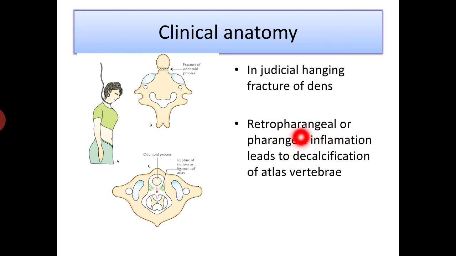Same here, the retropharyngeal or pharyngeal inflammation, because this is the atlas vertebra, and anterior to that you will find the pharyngeal or retropharyngeal part. Retropharyngeal inflammation will cause decalcification of this anterior arch, and this decalcification of the anterior and lateral part of the atlas vertebra will lead to stretching of this transverse ligament, and stretching will lead to rupture of the transverse ligament. That will cause dislocation of the odontoid process from its joint space, and that will cause compression on the spinal cord, and that compression also leads to sudden death of the patient.